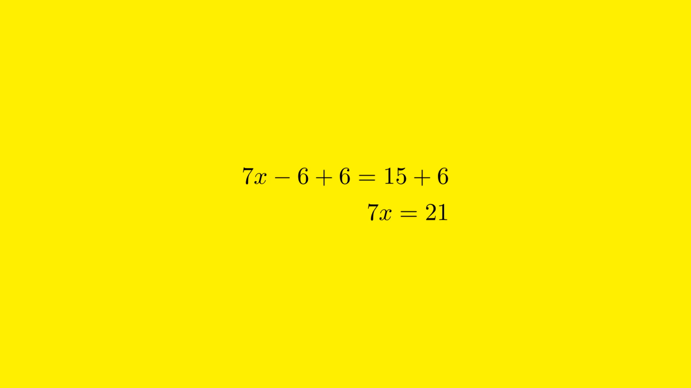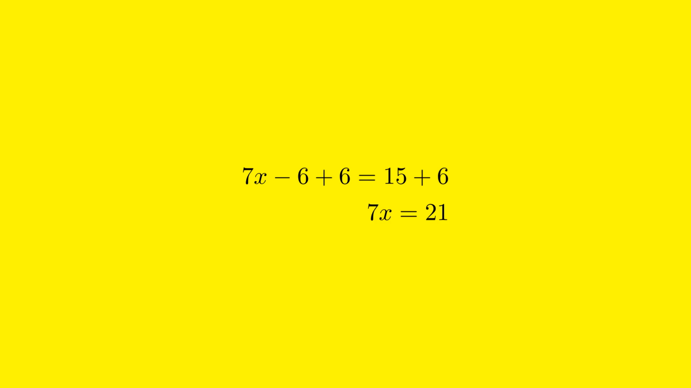To solve for the variable in the equation 7x minus 6 equals 15, we need to isolate the variable x on one side of the equation. The first step is to get rid of the minus 6 on the left side of the equation so that we only have terms with x on the left. To do this, we will add 6 to both sides of the equation.